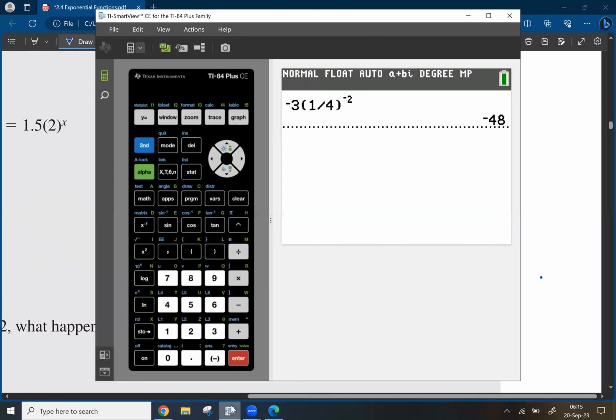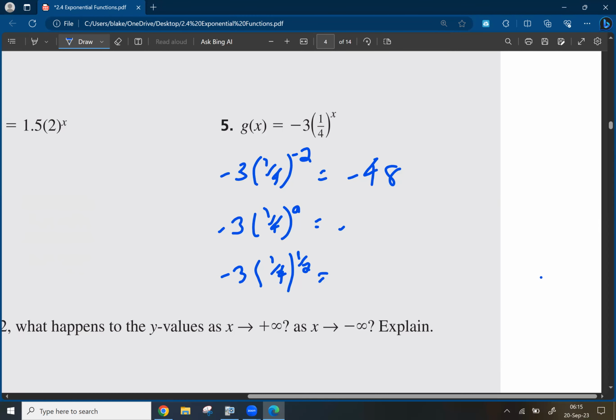So yeah, what I was saying is 1/4 to the 0 power, anything, it doesn't matter if it's a fraction, whatever, anything to the 0 power is always going to equal 1. So that's why negative 3 times 1/4 to the 0 power is equal to negative 3, because you're doing negative 3 times 1. So there's your indication there. All right.